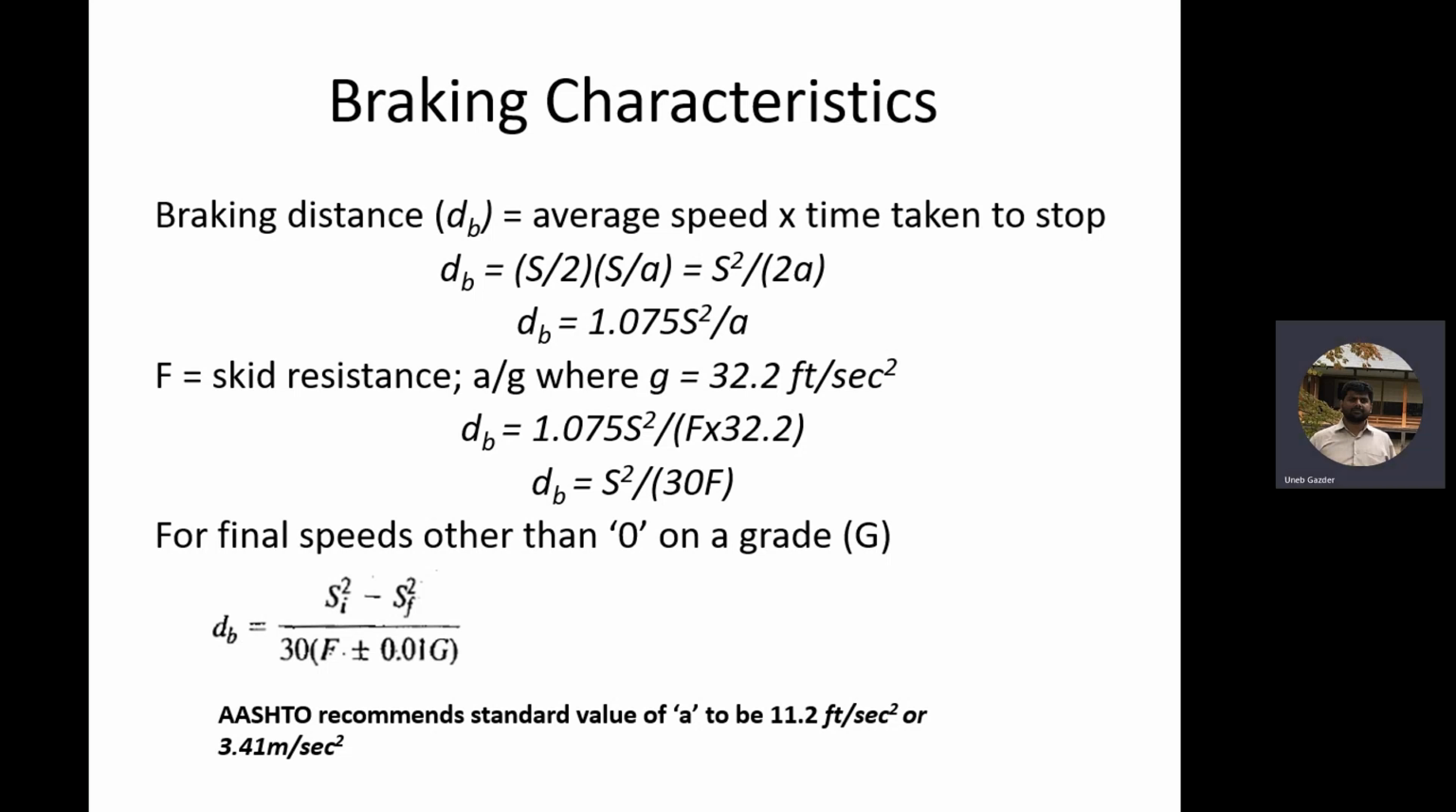Okay, so how much will F be then? Give me the value of F. So F is A upon G. Give me in feet. Zero point 347. 0.3478. And in meters.